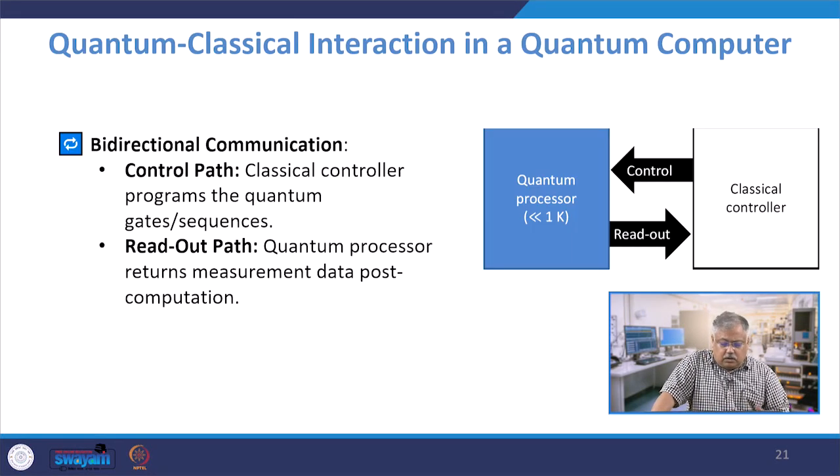Now, the communication is basically bidirectional in nature. When I say bidirectional, I mean it is two-way communication. That means the quantum side gives output to the classical side, which is able to do a readout on the quantum. The classical computer programs the quantum gates and sequences to ensure you get the output properly, and in the readout path, once the computation has been done, the quantum processor returns the measured data to the classical controller.